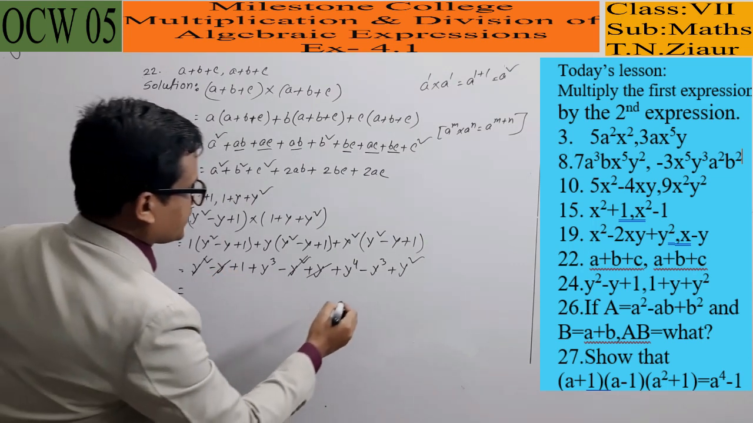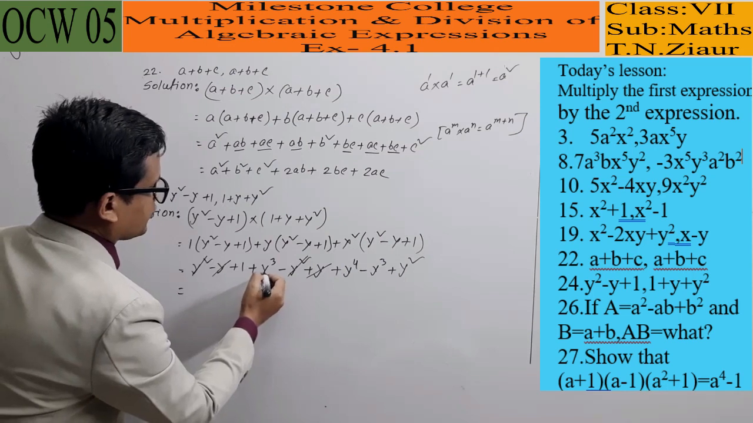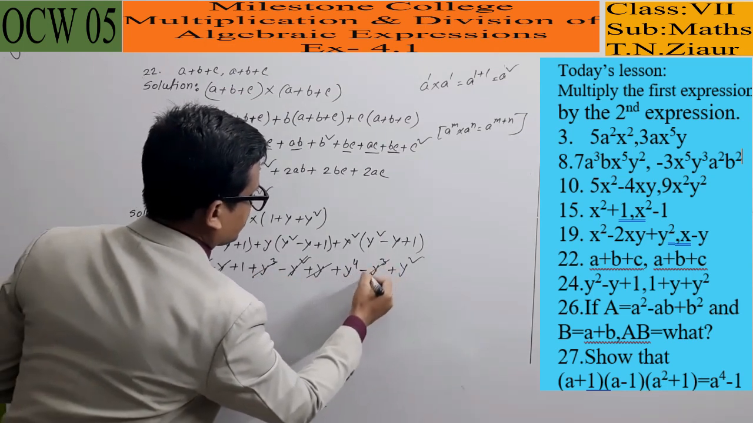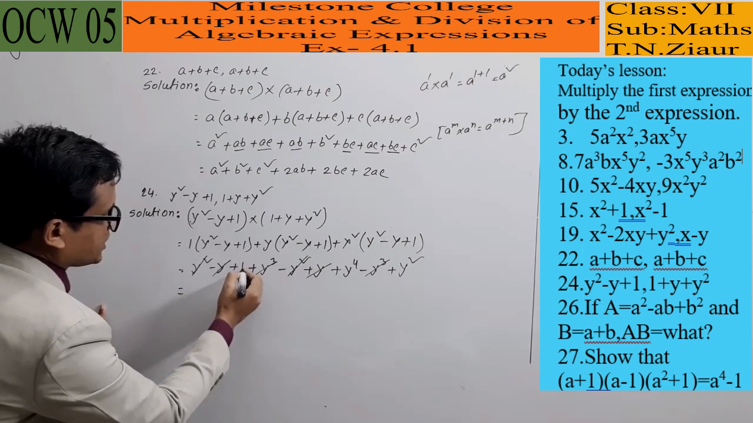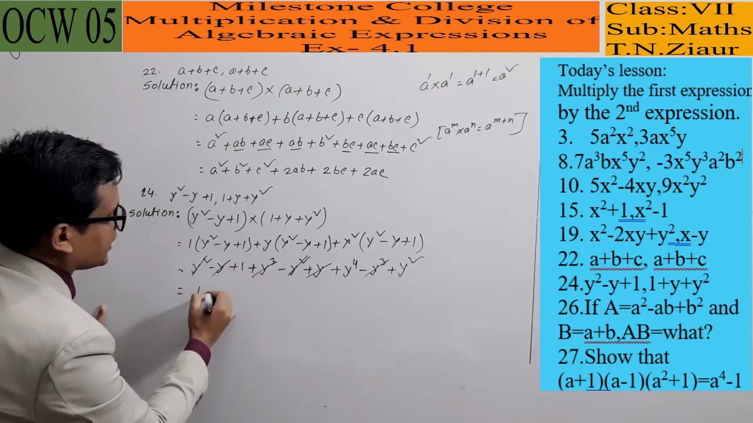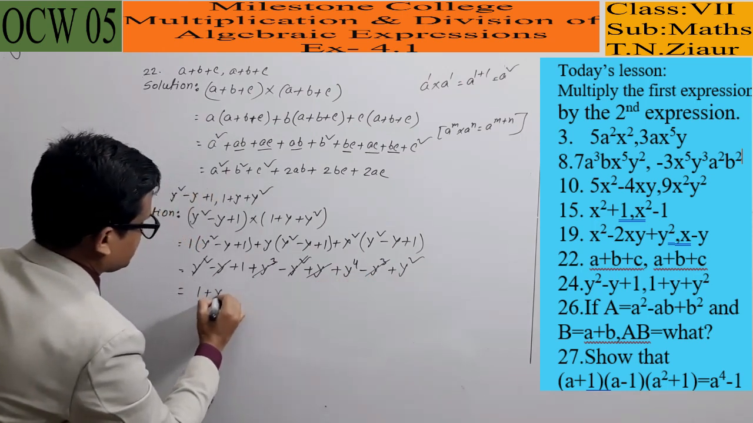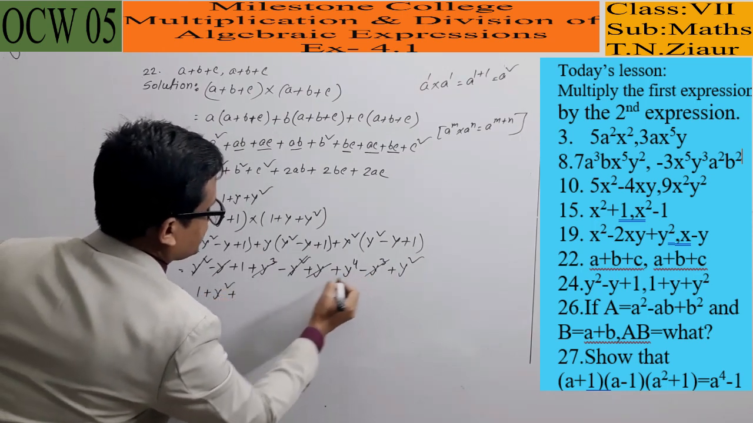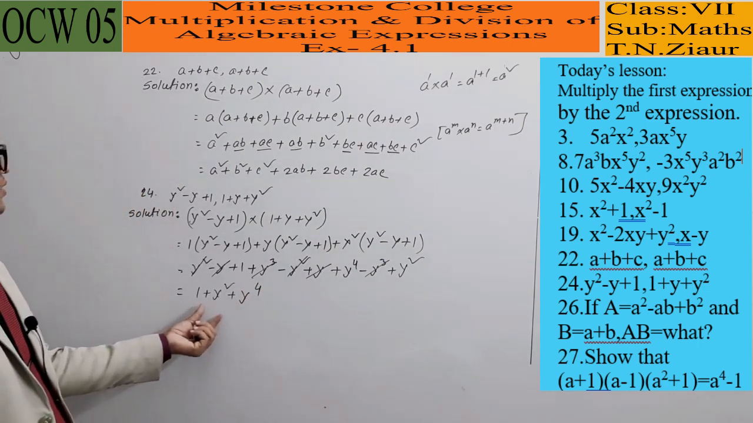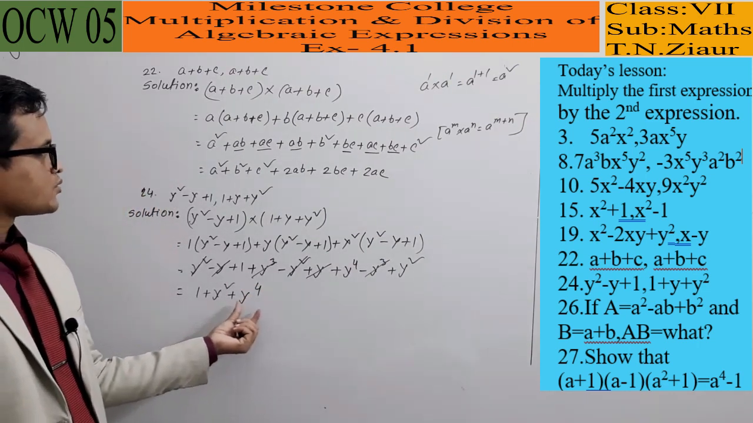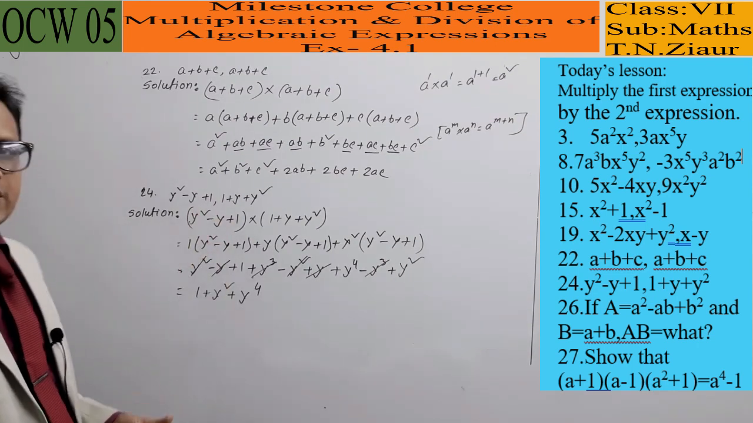Okay. Then is there any other? Yes. Y cube is a minus and y cube is plus. So we can also remove this one. Okay. So what will be the rest? The rest of the terms are 1, then plus y square, plus y to the power 4. Okay, 1 plus y square plus y to the power 4. This is the required product of this expression.